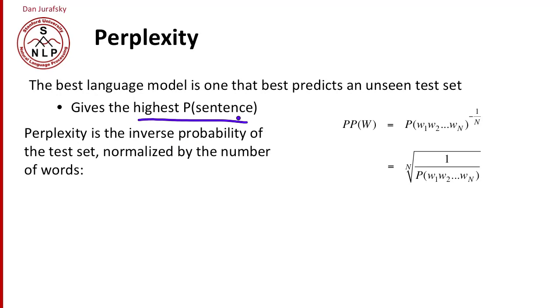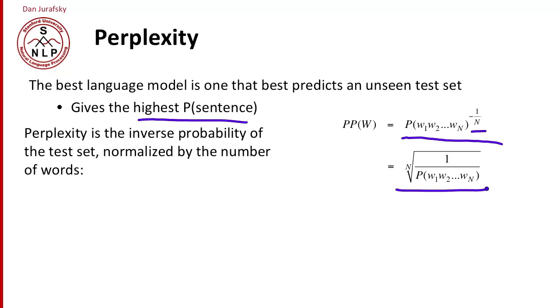It's the inverse probability of the test set normalized by the number of words. Let's imagine our test set is a single long sentence, n words long. We compute the perplexity of this n-word sentence by taking the inverse probability, 1 over its probability, and then normalizing by length by taking the nth root. We take the nth root because otherwise, the longer the sentence, the lower the probability, since we're multiplying lots of low probability n-grams together. So we want a normalizing factor so we can compare test sets of different lengths.